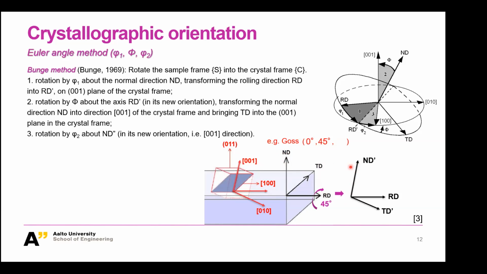Then for the third step, we need to rotate around this new ND and also your crystal axis 001 to make your RD overlap with 100 and also your TD overlap with 010. And here we can see for this case again, we don't need to rotate it anymore. It's already there for this crystal orientation. Therefore, phi 2 is 0 degrees.